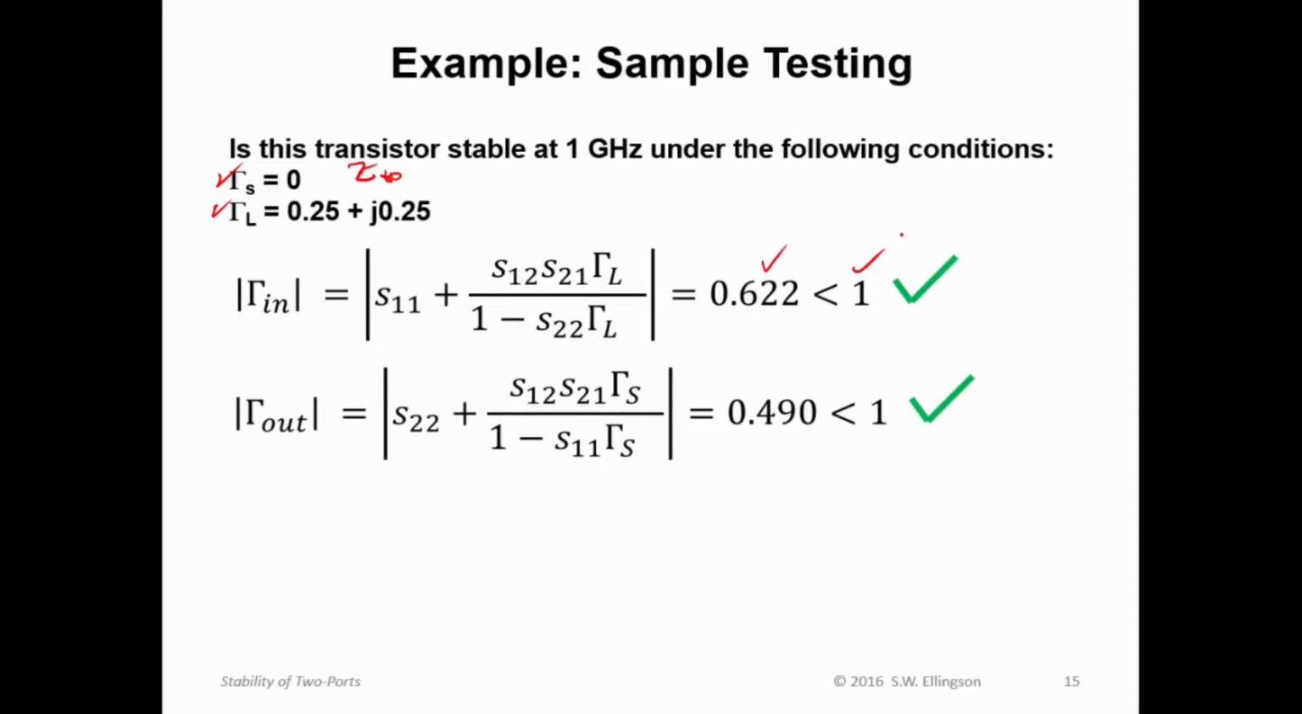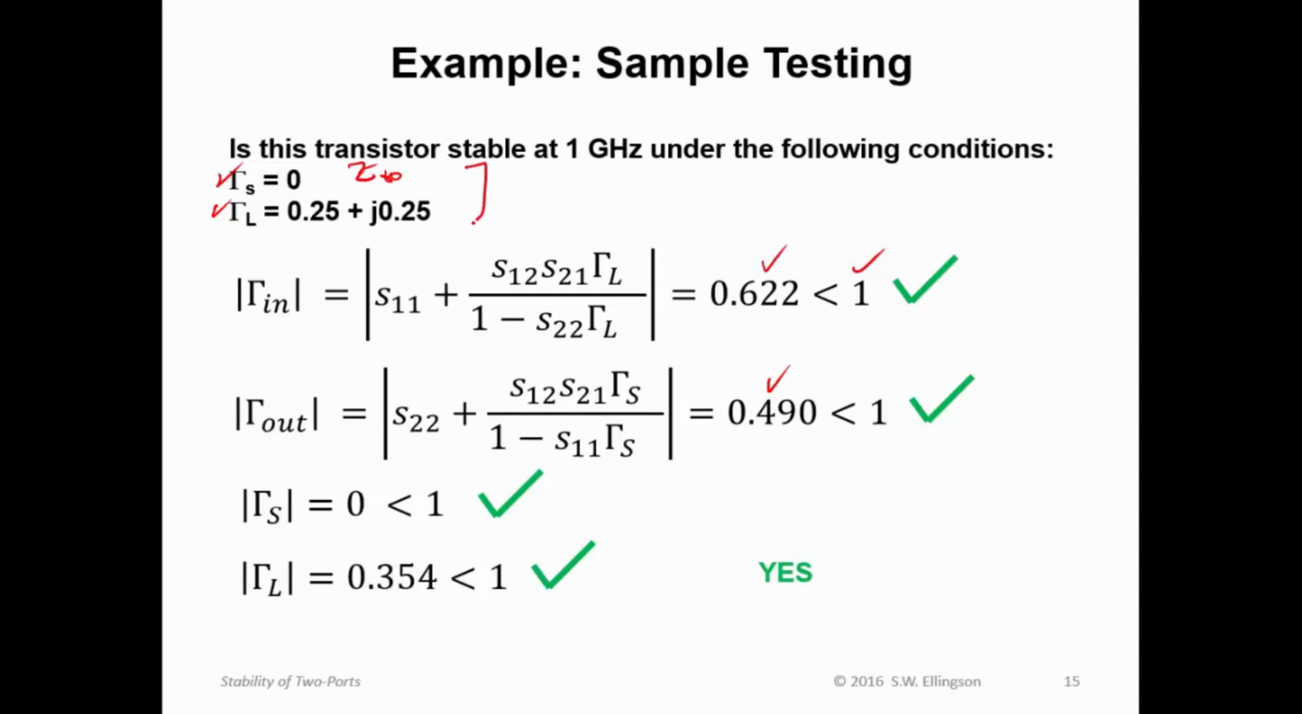I need to check the output embedded reflection coefficient. Here's the expression. The value I get is 0.490. That's less than 1, so again, we're good. Gamma sub S is 0. That's less than 1, so that's good. Gamma sub L, the magnitude is 0.354. That's less than 1, so that's also good. So we've satisfied all 4 inequalities that are required to establish stability here. Therefore, this transistor is stable at 1 gigahertz when the source and load impedance are as indicated here.